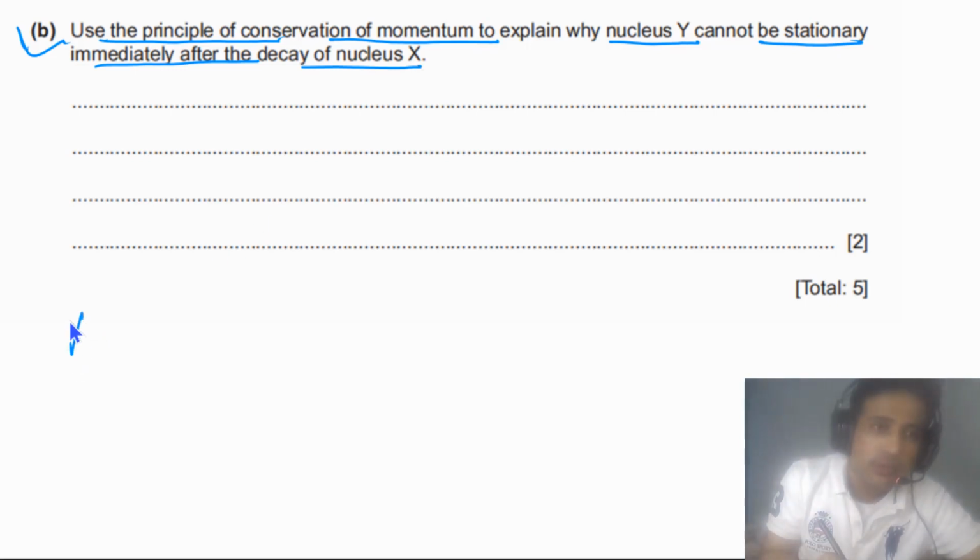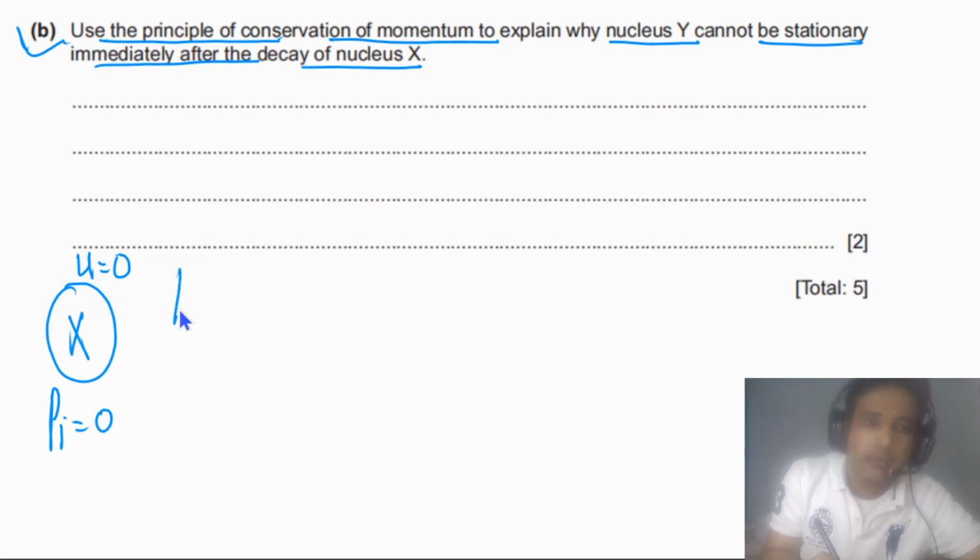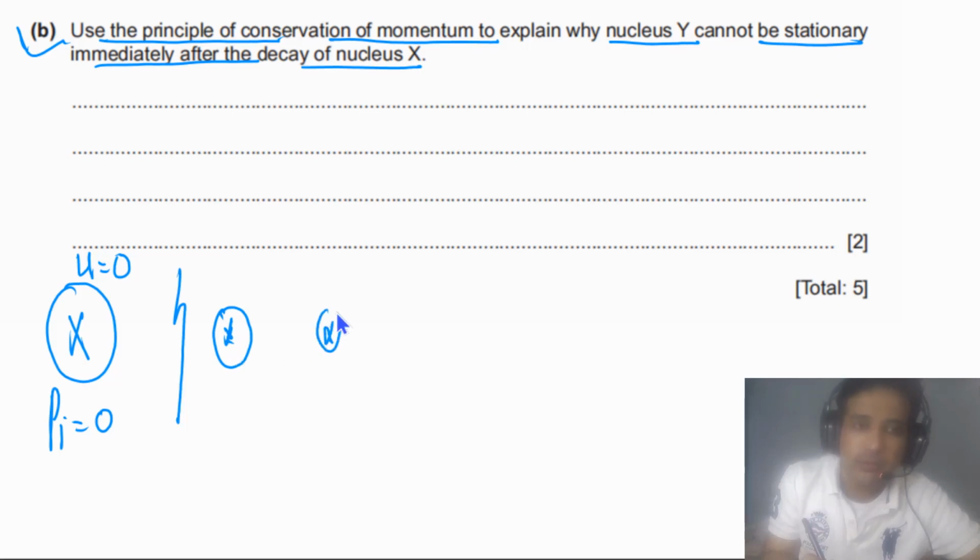In order to answer this question, imagine that we have nucleus X and this nucleus is at rest initially. So the initial momentum of this one is equal to 0. And this nucleus X becomes nucleus Y by emitting an alpha particle. So we have here nucleus Y and here we have the alpha particle, emitted from nucleus X. It means the alpha particle must have some speed. Let's say its speed is V alpha.